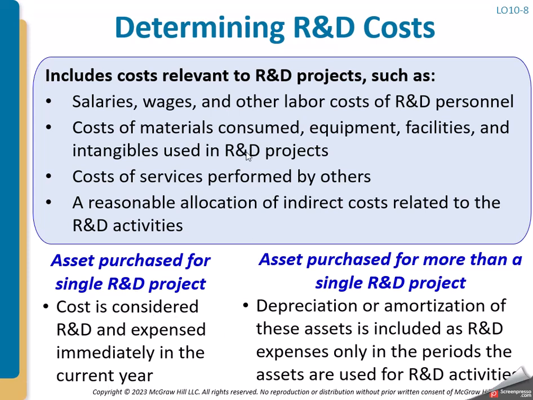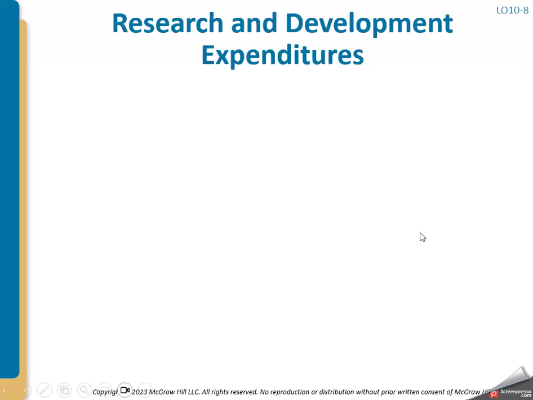If we buy the research, we could set that up. It does say that if it's purchased for a single project, we would expense that immediately. If we buy any type of asset that is used in our research and development department, we can set that up as an asset and then depreciate it over its service life.